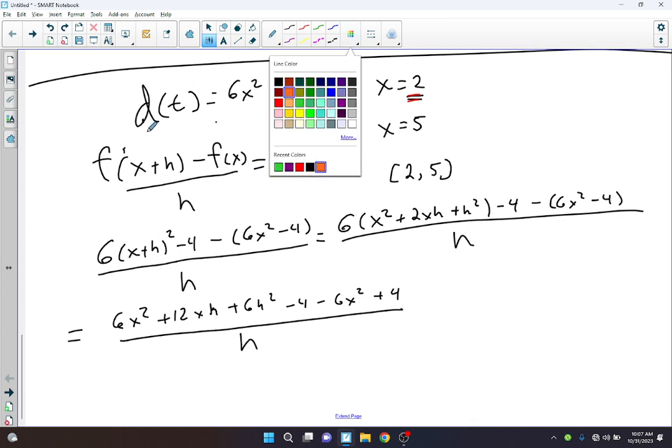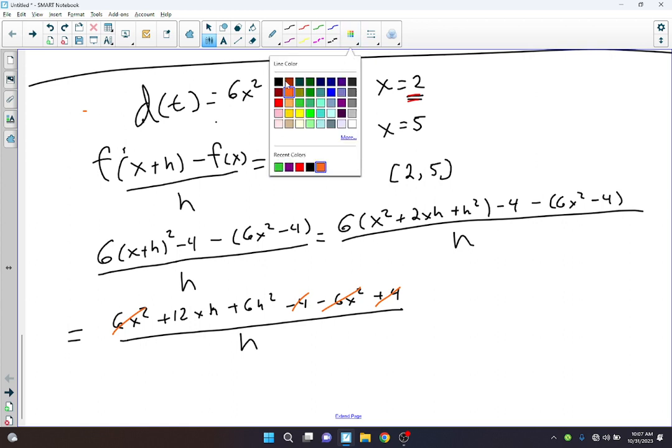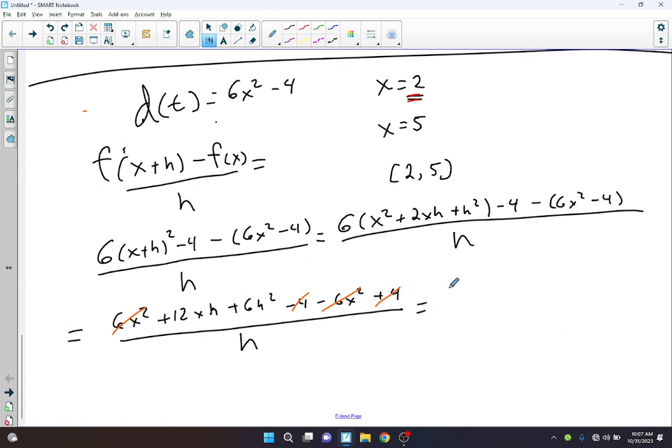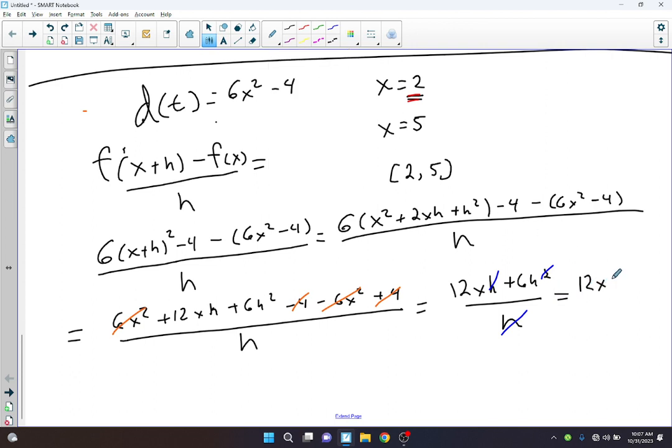So first off, let's just cancel out things by subtraction: 6x squared with a negative 6x squared, negative 4 with a positive 4. That's fine. So it's 12xh plus 6h squared over h. Wait a second, they all have h's, so I can reduce the h's. 12x plus 6h. Wait a second, I forgot to put the limit as h approaches 0. The limit as h approaches 0, so this will become 0. So my equation for the speed, or the velocity, is 12x.